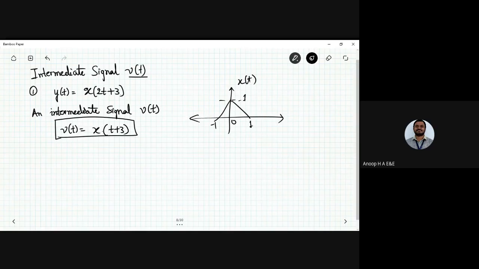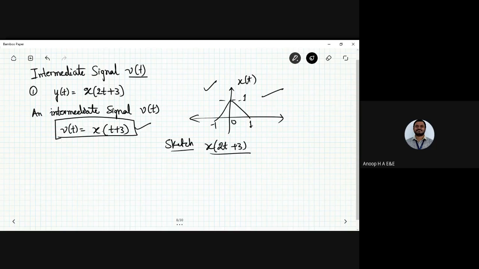Given this signal, sketch x of 2t plus 3. You will be given a signal like this initially in the numerical problem, or else you will be given a mathematical expression for the signal, and you need to write down the signal first, and then sketch it, following the precedence rule for applying the time shifting property and also the time scaling property. So let me sketch this one, x of 2t plus 3.